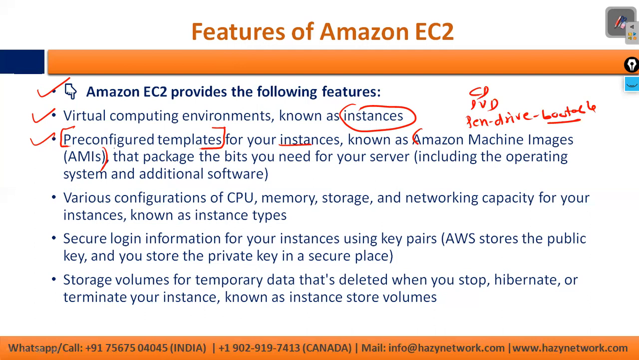So here it says the same thing: pre-configured templates for your instance, known as the Amazon Machine Image, that package the bits you need for your server, including the operating system and additional software. Various configurations of CPU, memory, storage, and networking capacity for your instance are known as the instance type. There are so many types of instances in Amazon AWS. We will discuss each type of instance in detail.